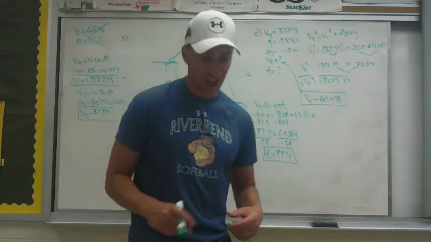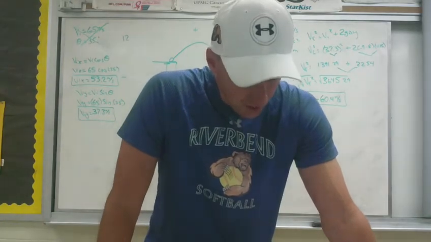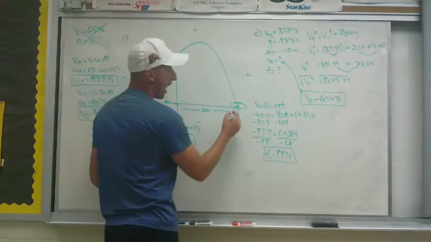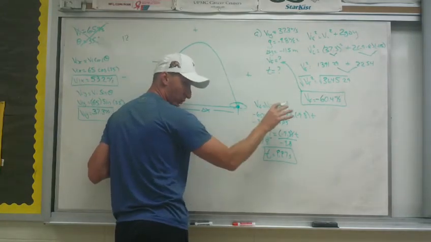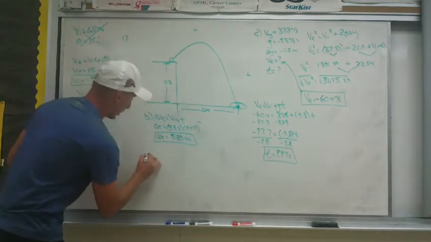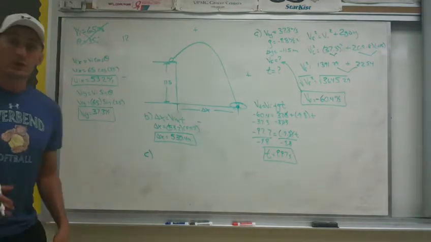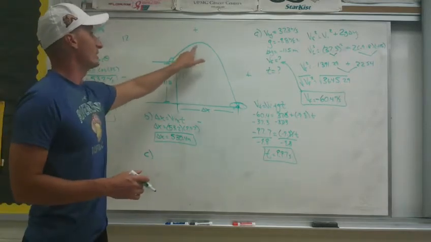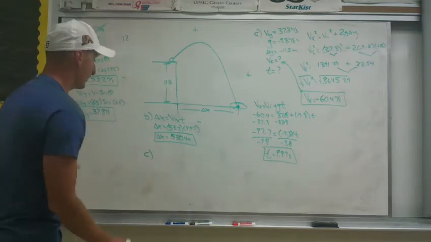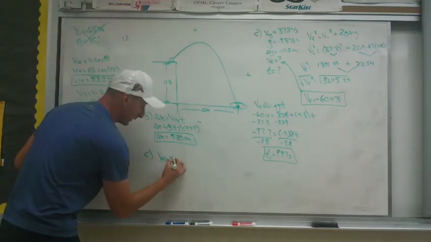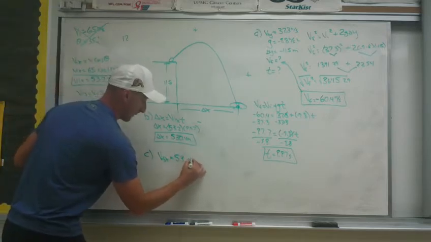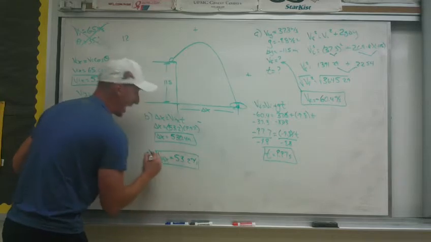All right. C. Find the horizontal and vertical components of its velocity. Okay, what that's asking for is how fast is it traveling in the x direction horizontally? How fast is it traveling in the y direction vertically? So remember, when you find VIX, you know the velocity in the x direction at every single point because it doesn't change. So I can write VFX to be whatever the velocity initial is. So it's 53.2 meters per second. No math required there.